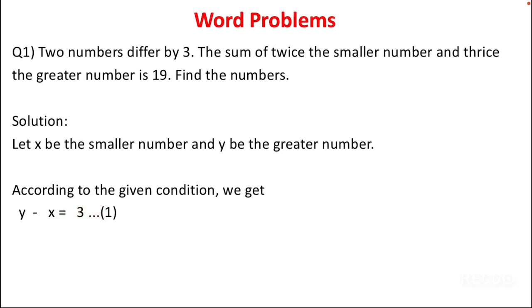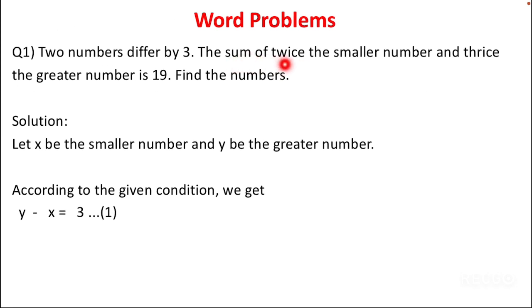Now let us see the second condition. The second condition is the sum of twice the smaller number and thrice the greater number is 19. Now we see that there is "sum" written, it means that the two variables are separated by addition. So that is clear. Now let us read further.